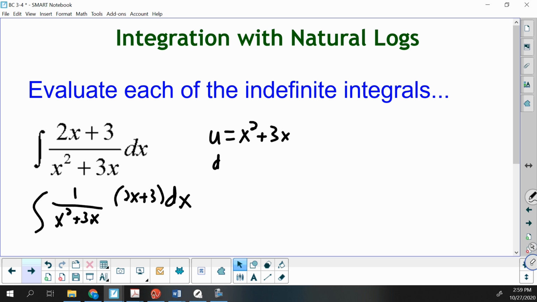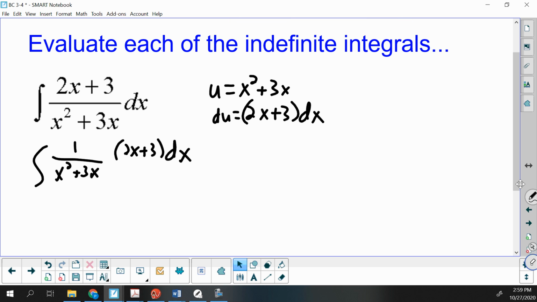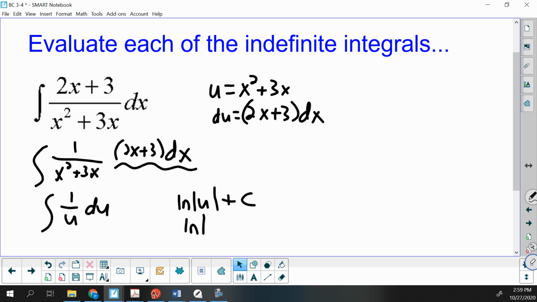Well, let's take our du over here. That gives us 2x plus 3, and then times the dx that would swing over. And notice that matches up perfectly. So this just becomes the integral of 1 over u, and then this leftover stuff is just our du. As we saw on the previous page, 1 over u, the antiderivative would be natural log absolute value of u plus c. And then just replace u with what it was equal to.